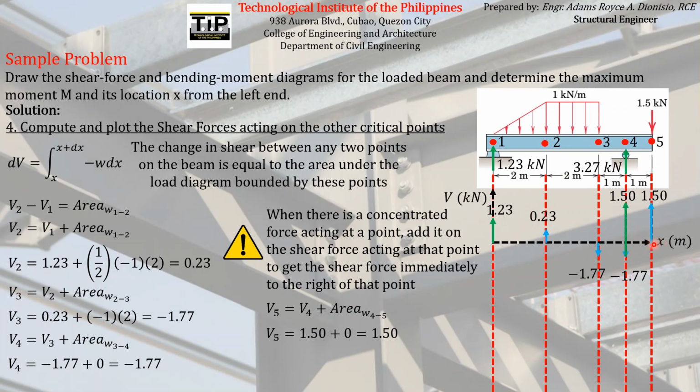The value that you will have on the other end of the beam must always be equal to 0. So if the sum of the shear force and the concentrated load acting on the rightmost end is equal to 0, you can be assured that your shear force diagram is actually correct. So that is just step number 4.